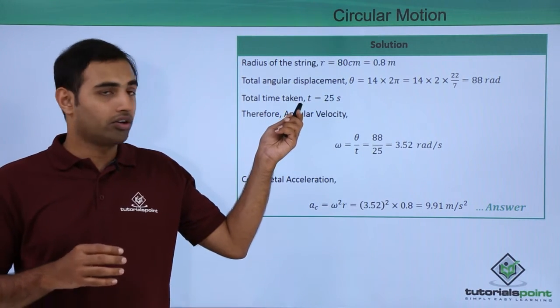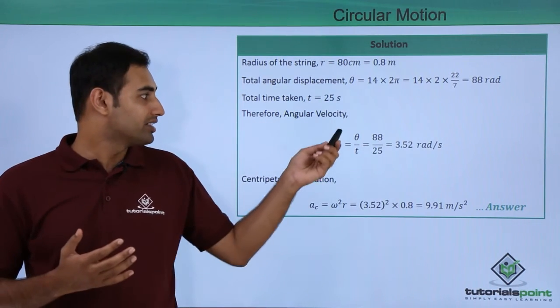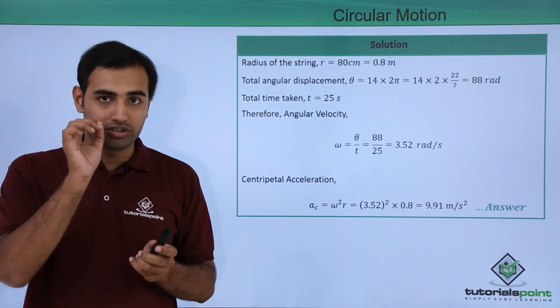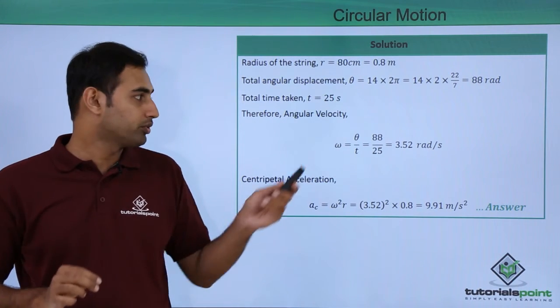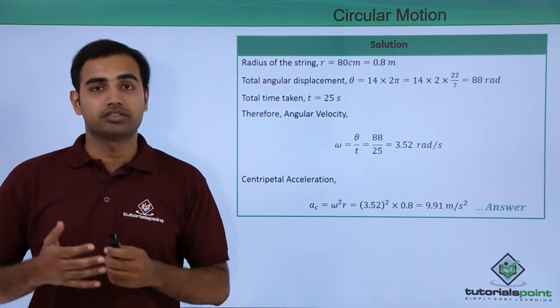Now total time taken according to the problem is 25 seconds. So the angular velocity can be calculated as theta upon t. Now remember, this is a constant speed motion or uniform circular motion, so I can use this formula to calculate omega. This comes out to be 3.52 radians per second.